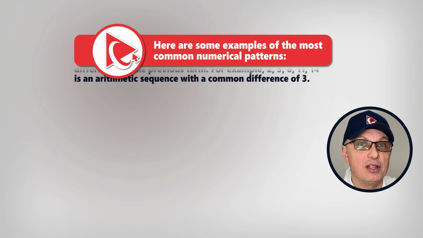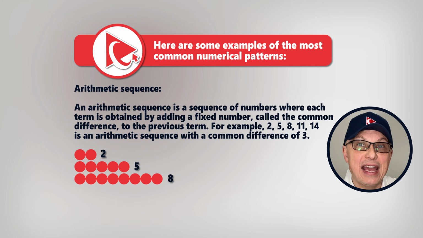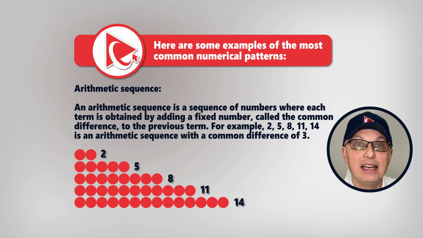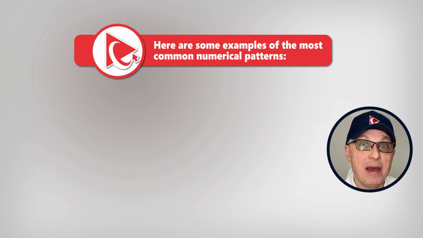One of the most popular patterns is the arithmetic sequence. The arithmetic sequence is a sequence of numbers where each term is obtained by adding a fixed number, called the common difference, to the previous term. For example, numbers 2, 5, 8, 11, 14 represent an arithmetic sequence with a common difference of 3. Number 2 on the list would be the geometric sequence.